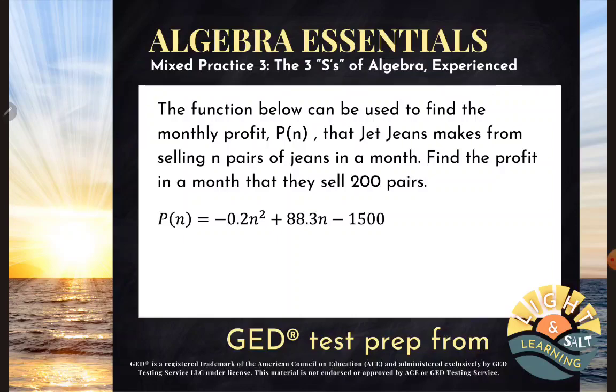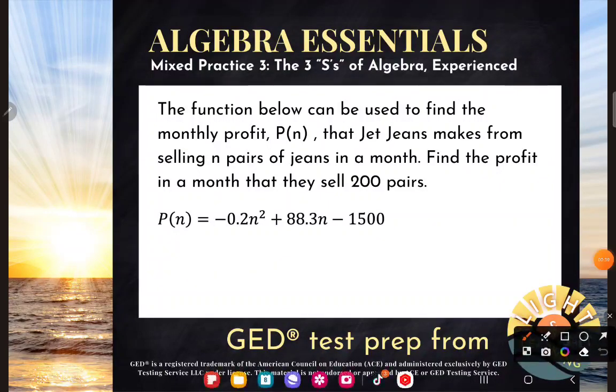The function below can be used to find the monthly profit, P of n. I know that looks like P times n, but we read that as P of n. If we wanted to say P times n, we wouldn't use the parentheses when it was just letters. That Jet Jeans makes from selling n pairs of jeans in a month. Find the profit in a month that they sell 200 pairs.